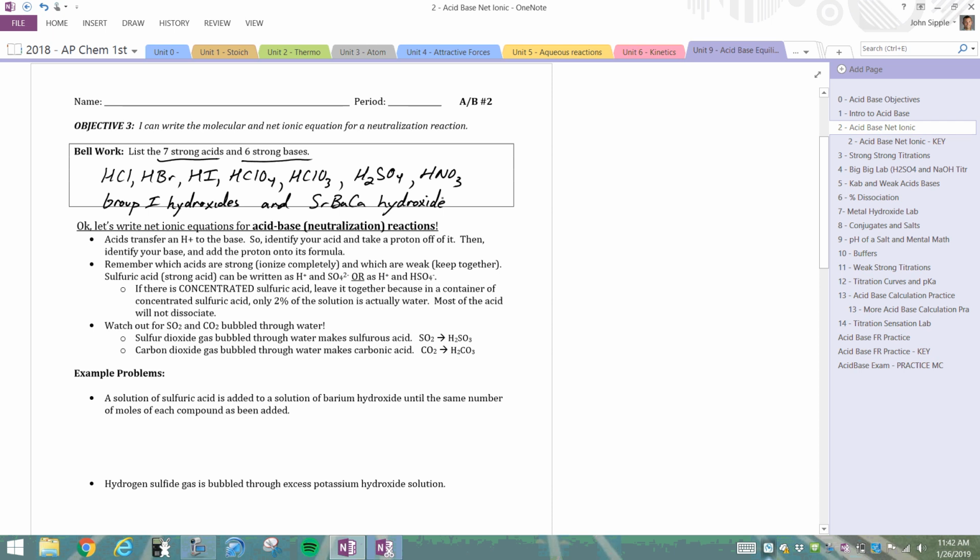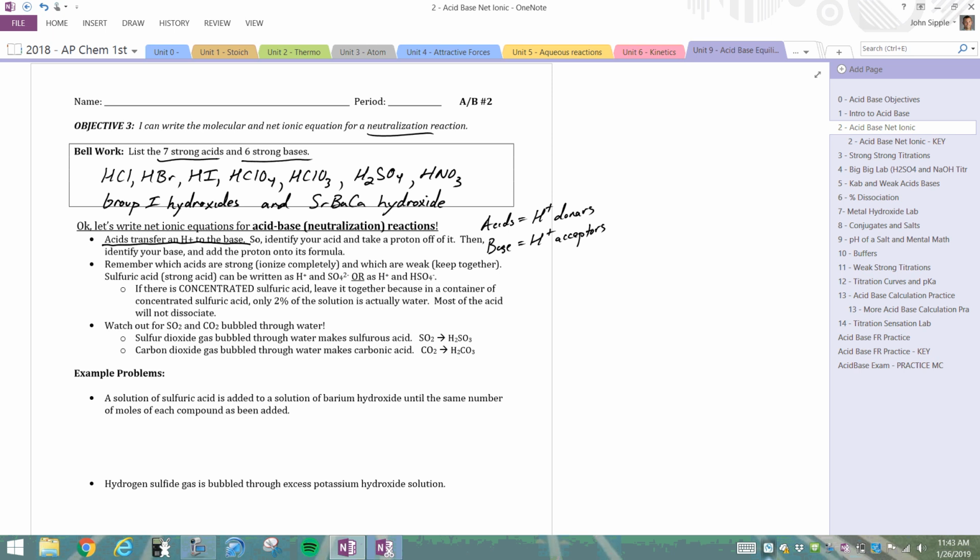So we're going to write some net ionic equations for neutralization reactions today. A couple things to keep in mind: acids equal proton donors, and bases equal proton acceptors. Acids transfer H to the base. So you can identify your acid because it has an H out front, and take a proton off it, and then identify your base and add a proton to its formula.